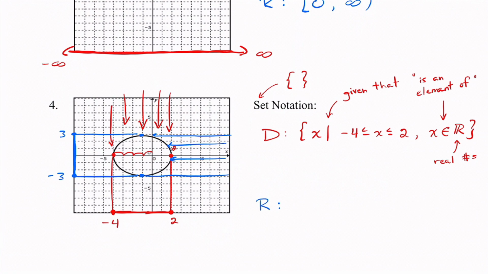So to write this one, because this is the range, we're using Y. So it's Y is an element of. And we went from -3 to 3. Remember, always got to go from smallest to biggest. And then put your Y in the middle and put your inequalities.